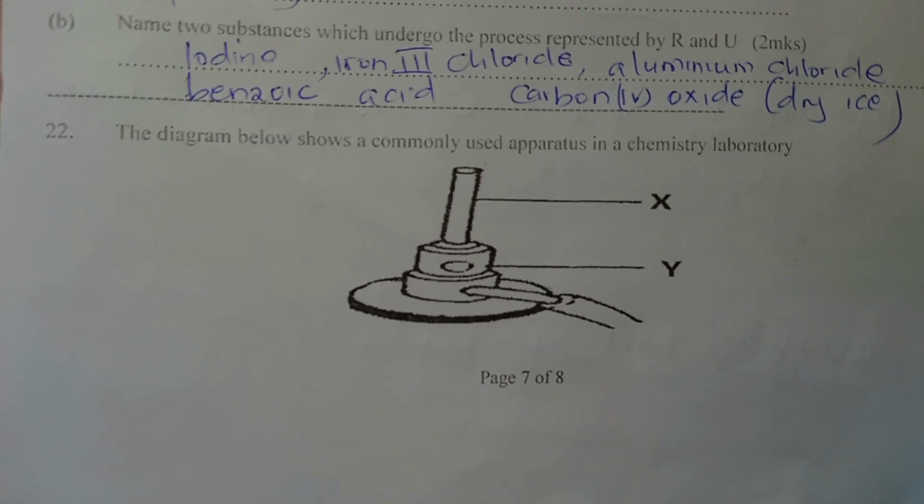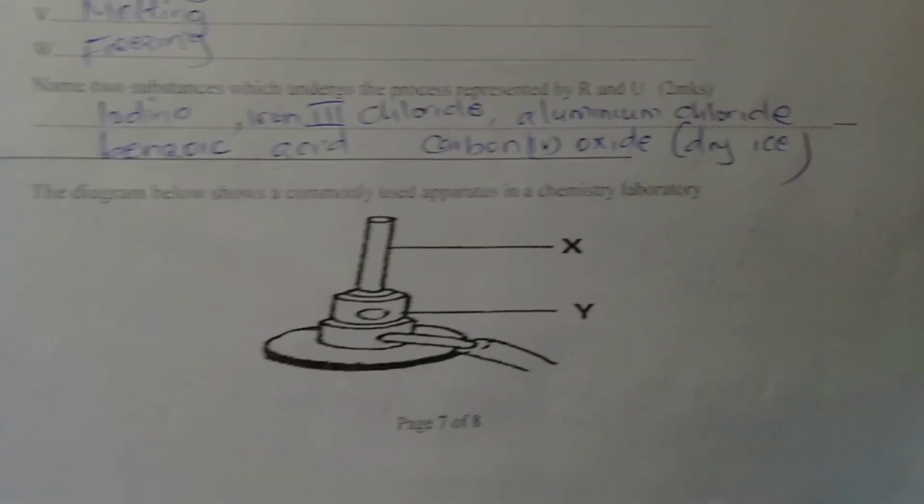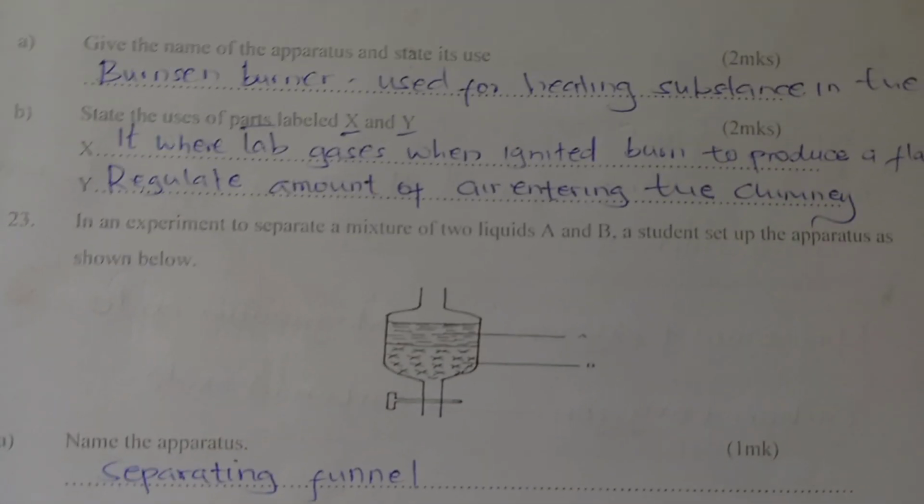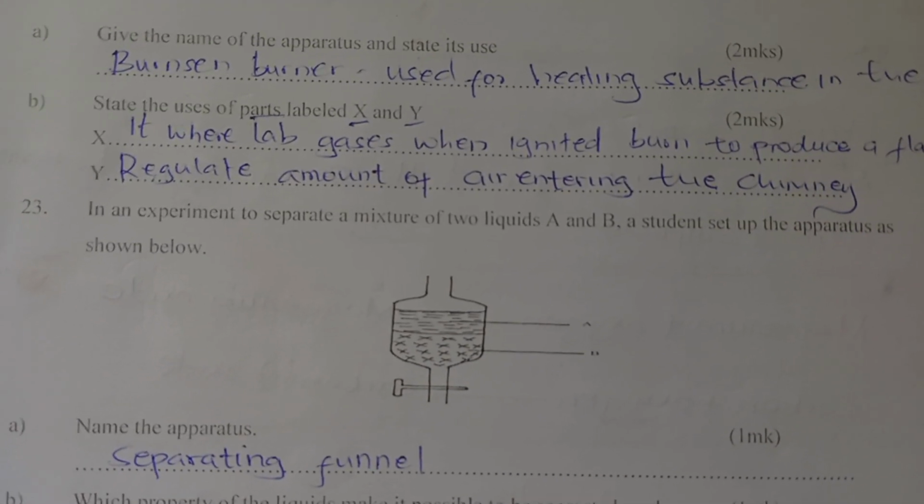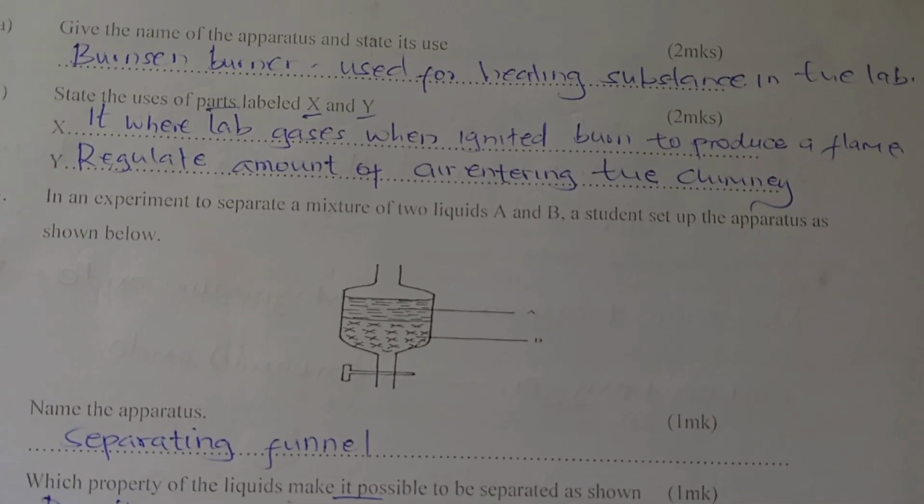The diagram below shows commonly used apparatus in the lab. That's a Bunsen burner. You have been given part X and part Y. And you are given the question: give the name of the apparatus and state its use. It's a Bunsen burner. It is used in the lab for heating substances.